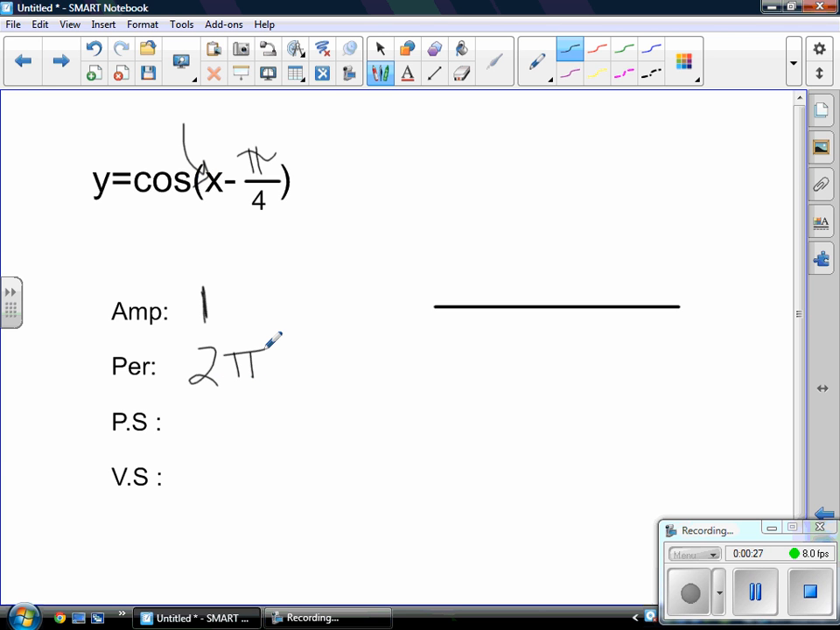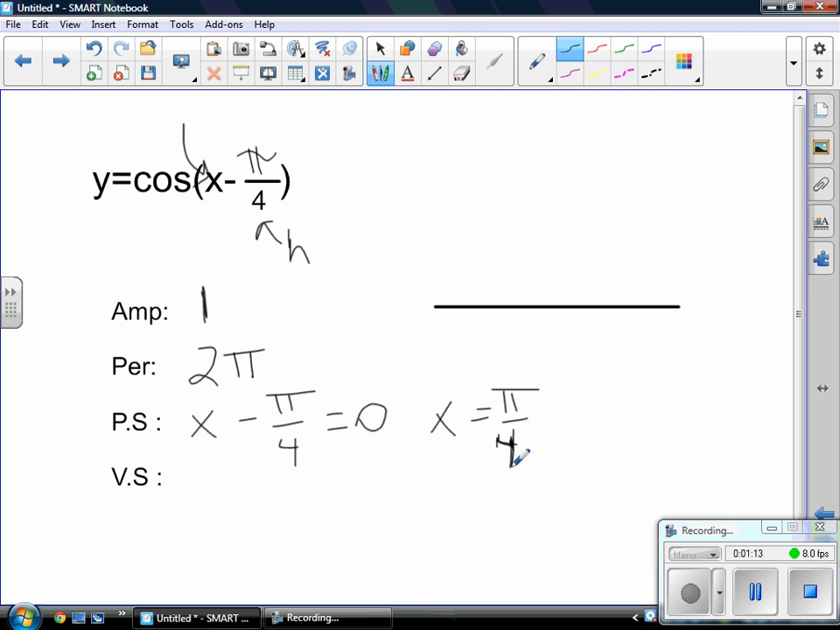Phase shift, here we have something going on. That's my h value. When the period is not changed at all, it's going to be the opposite of this h value, but only to show you something. In case the period is changed, you're going to do the same thing every time to find the phase shift. I'm going to set the stuff in the parentheses, x minus pi over 4, equal to 0, and solve for x, or if it's theta, to find my new phase shift. In this case, it's pretty obvious. X equals pi over 4, which is moved to the right because it's positive. I would stick with doing that each time.